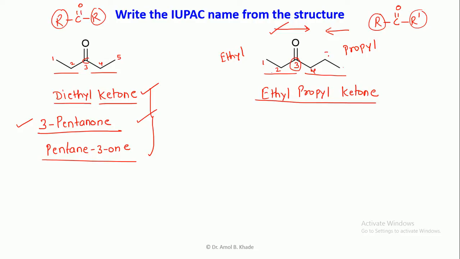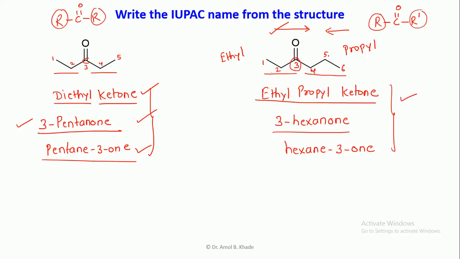So it will be 4, 5 and 6. So it is a hexane. So I can write the name as 3 dash, because at carbon 3 we have a keto group, and it is a hexane. The E should be dropped and ONE is the suffix used for these ketones. So 3 dash hexanone will be the correct name. In this format also you can write hexane dash 3-one. That is also correct. All three ways of writing this structure are correct.